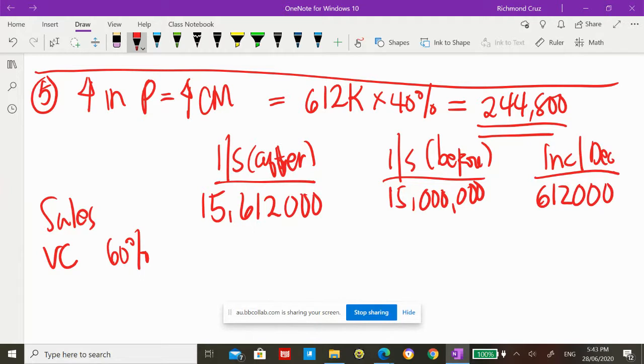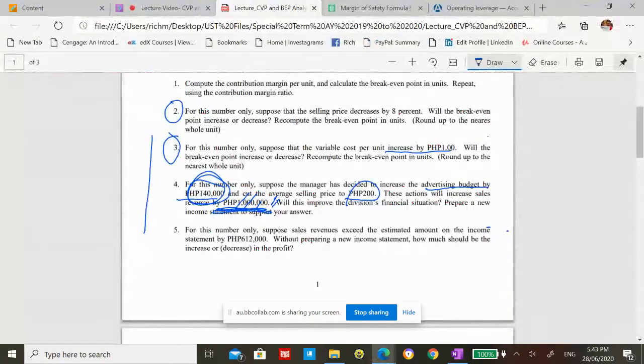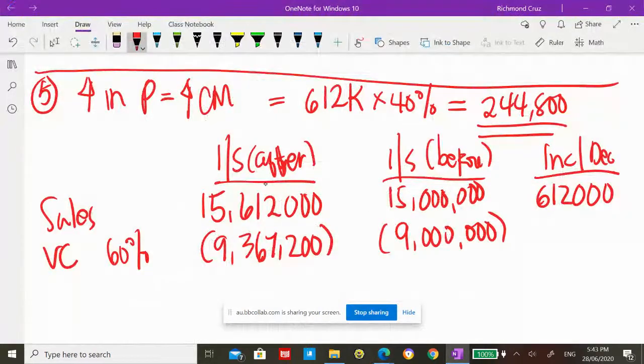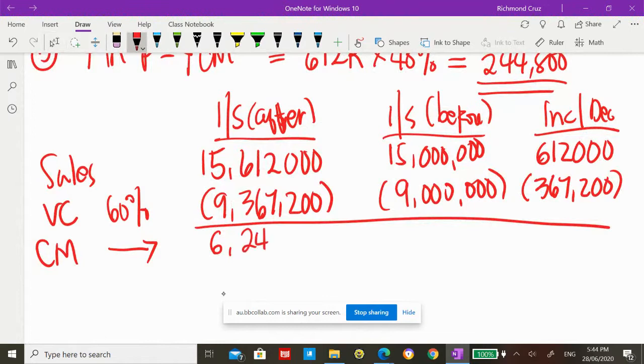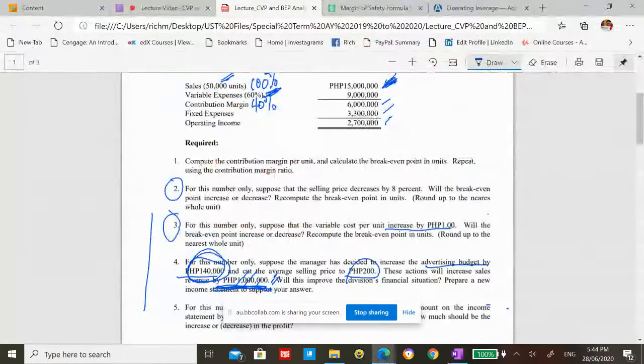15,612,000 times 0.6 is 9,367,200. So, this is 9 million, and the increase is 367,200. Then here is the contribution margin, which will be 15,612,000 minus the variable cost, so this is 6 million plus 244,800. So, our old one is 6 million, and the new one has 244,800 more.